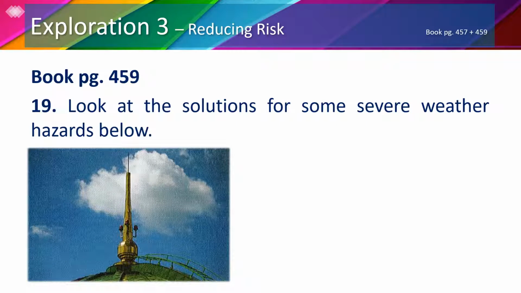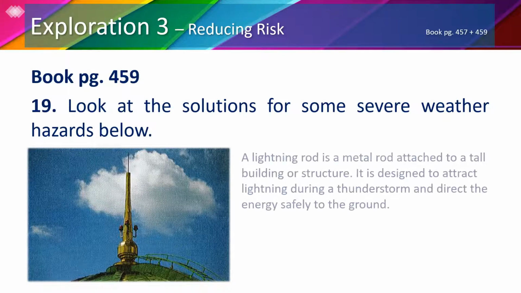This picture is of a lightning rod. A lightning rod is a metal rod attached to a tall building or structure. It is designed to attract lightning during a thunderstorm and direct the energy safely to the ground. So, instead of the lightning striking and damaging buildings and hurting people, it is controlled and channeled to the ground.